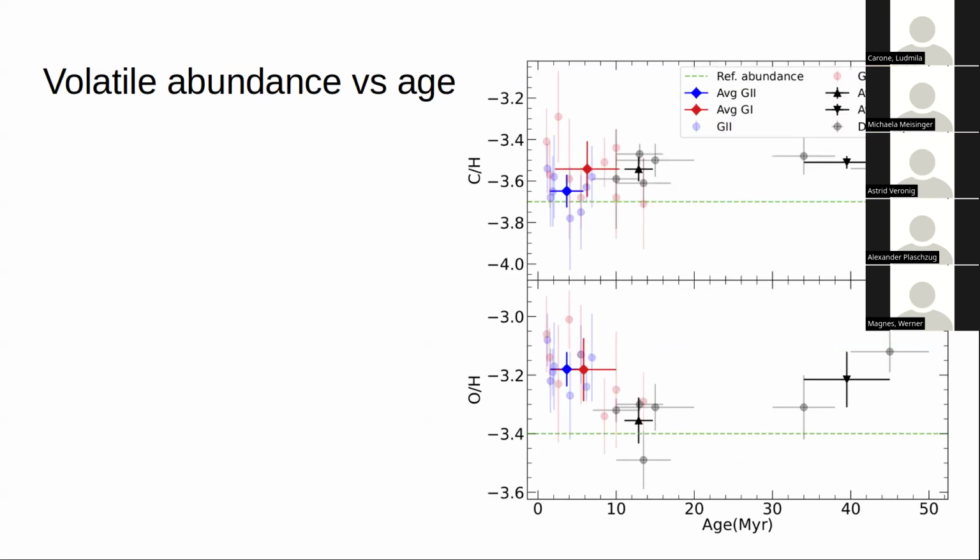Now, if we look at volatile abundances instead, we do not expect to see any change. So for example, if you look at the carbon abundance with age, you see that the carbon abundances between the protoplanetary disks and the debris disks is quite similar. So there is not much of a change. Okay, so we see a tiny change here, but probably it's not significant enough. I'm not sure. But if you look at the oxygen abundance, specifically in the younger systems, you see that there is this downward trend of oxygen abundance with age.